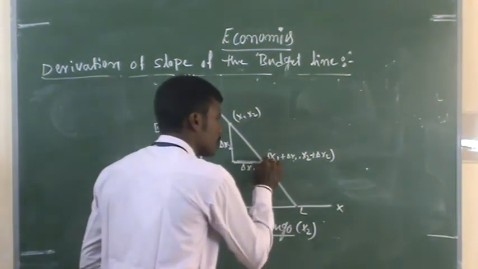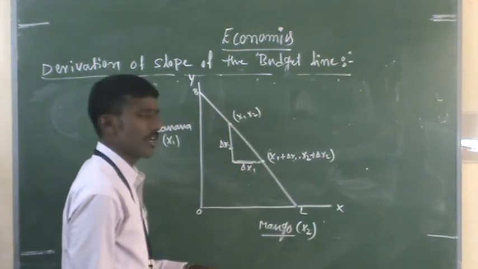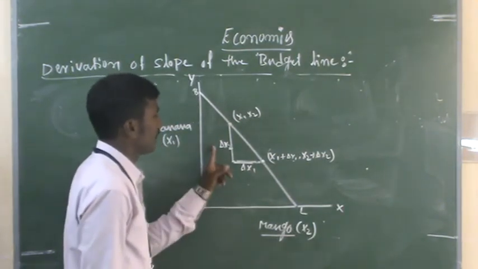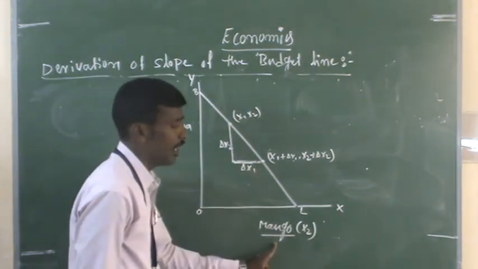The consumer has to choose x1 plus delta x1 and x2 plus delta x2. They have to sacrifice delta x2 amount of the mangoes.